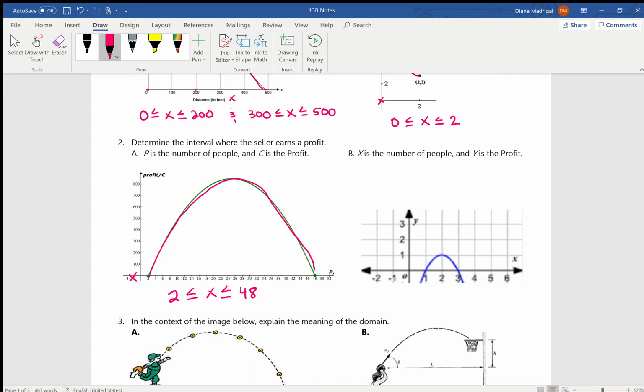Pretty easy. Same thing with B. It's just the curve, and we're focusing on the x. Well, the x is crossing through 1 and it's crossing through 3. That means it's from 1 to 3. Pretty easy.